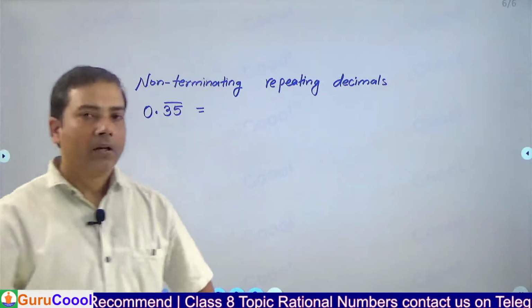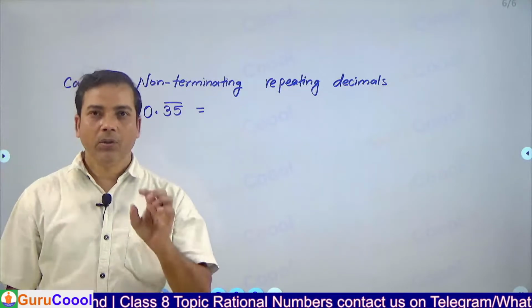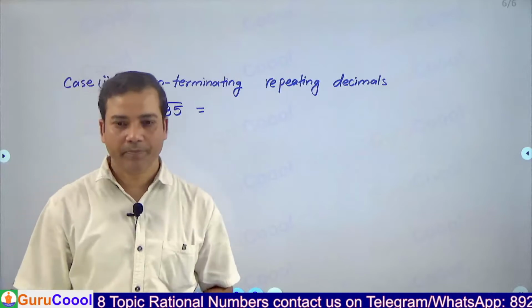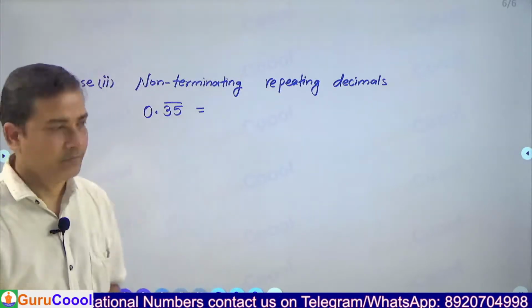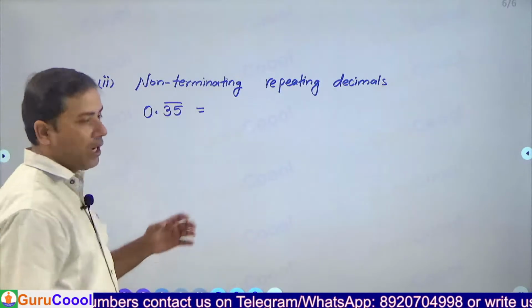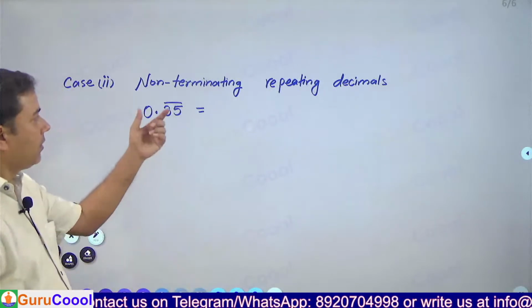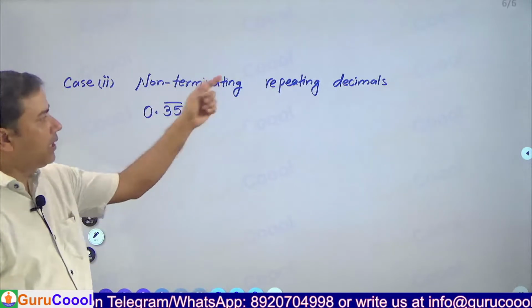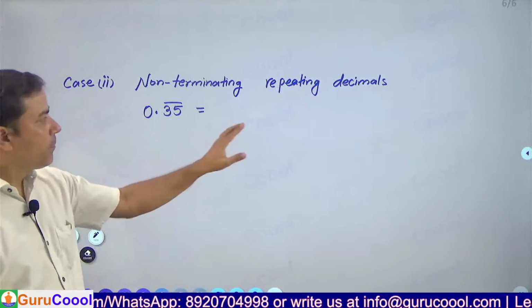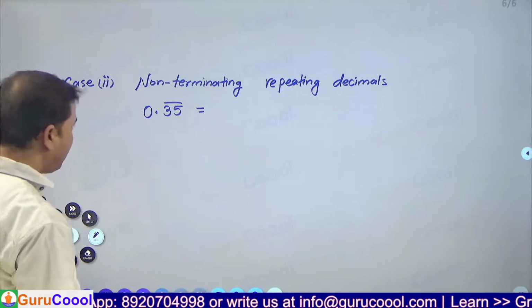While not talking, you can keep the mic off. So I'm going to teach how to change this non-terminating repeating decimal into P by Q form. Be focused.